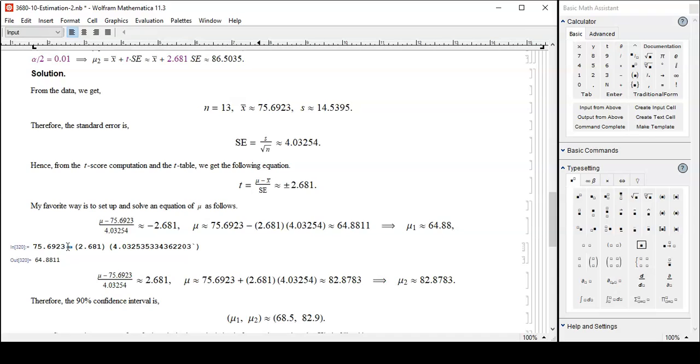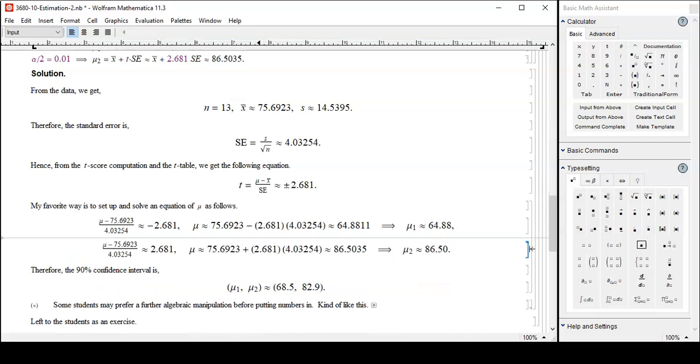Now change this to plus, and 86.50. So I'll say 64.9 to 86.5. That's going to be my 98% confidence interval.